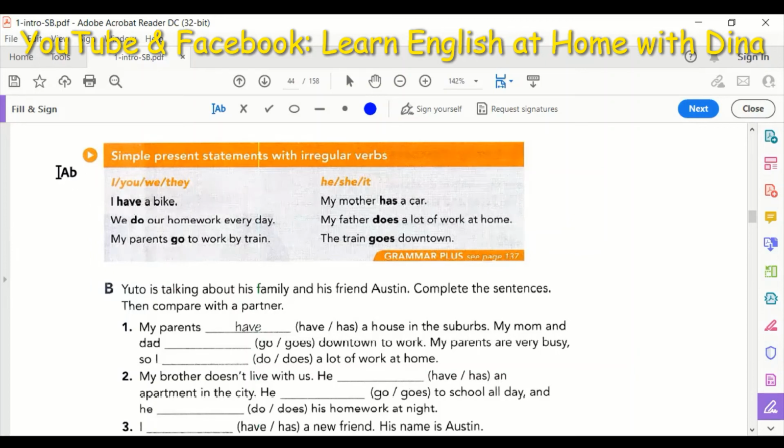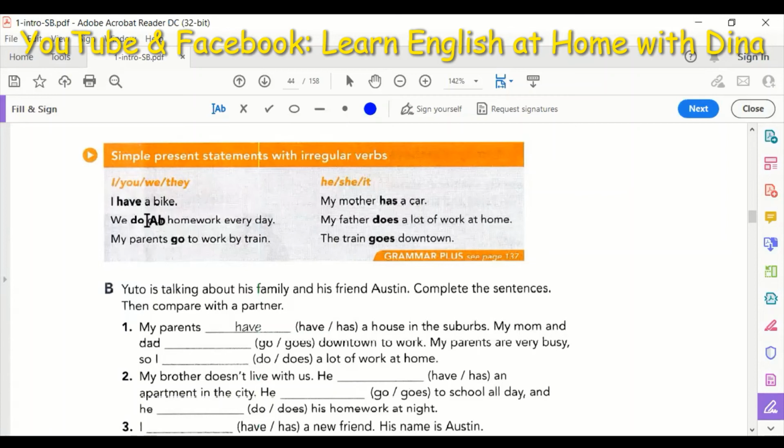For example, the verb have with I, you, we, they: I have a bike. They have a car. We have a house. You have a nice t-shirt. With he, she, it, I say has. My mother has a car. My mother has a nice dress. My cat has a nice ball. It plays with its ball. So it has a nice ball.